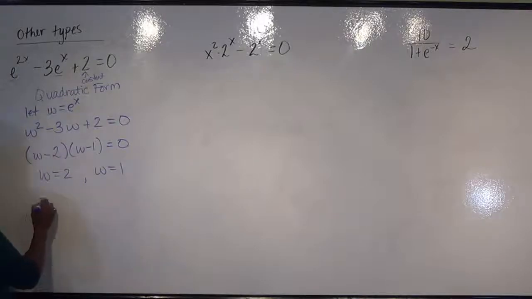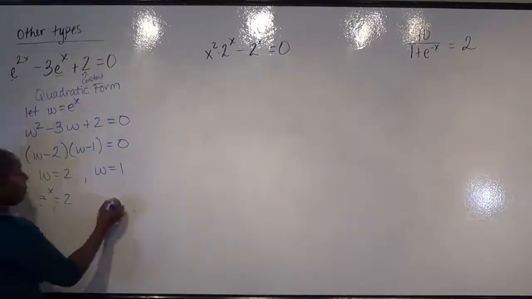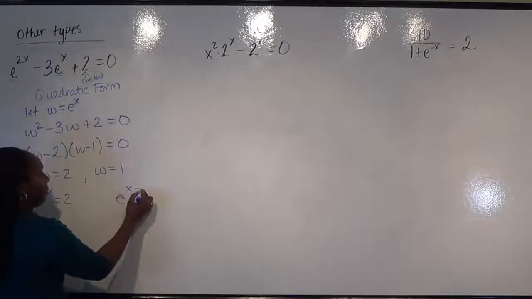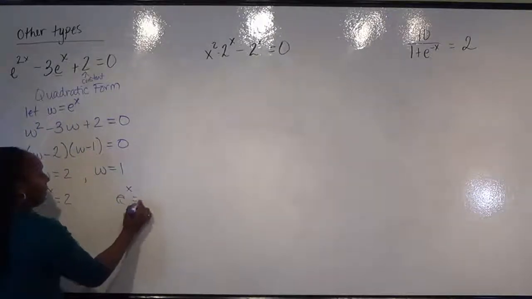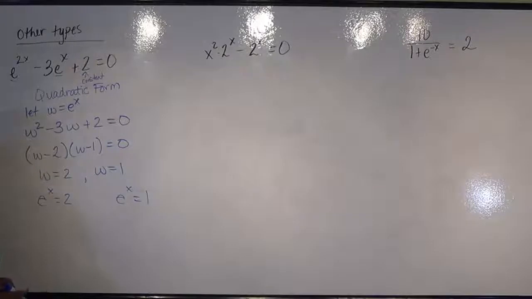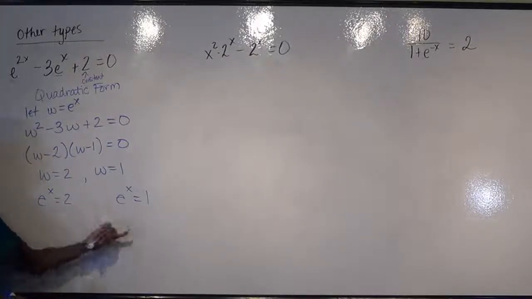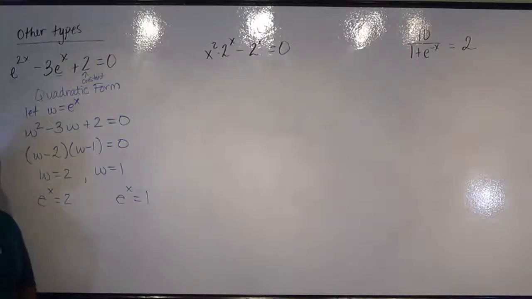So at this point, I'm going to plug back in: e^x is equal to 2, or e^x is equal to 1. And for these, I am now back to those other types of equations that we talked about. In this case, I have 2 terms, and I can't get the bases to be the same. So I'm going to solve by taking the natural log of both sides.